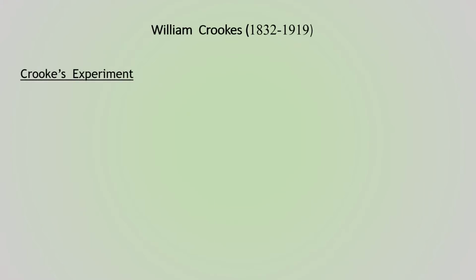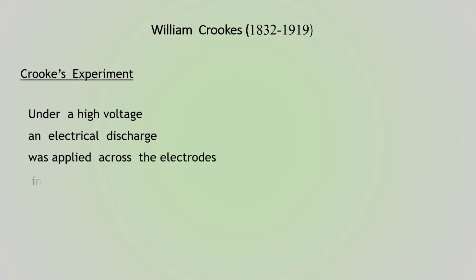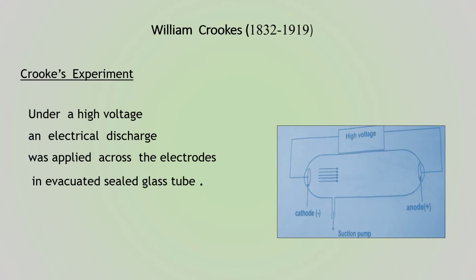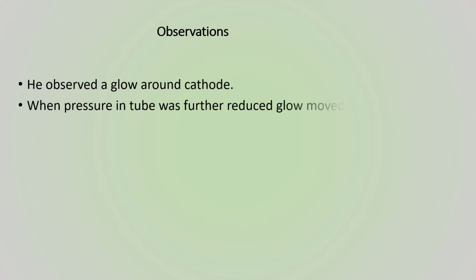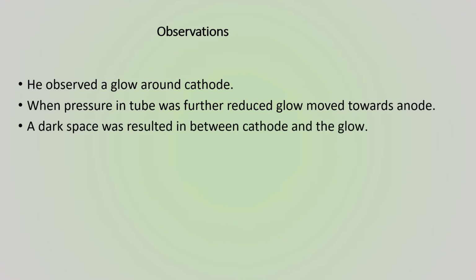William Crookes. Under high voltage, an electrical discharge was applied across the electrodes in an evacuated sealed glass tube. Crookes' observations: he observed a glow around the cathode. When pressure in the tube was further reduced, the glow moved towards the anode. A dark space resulted.